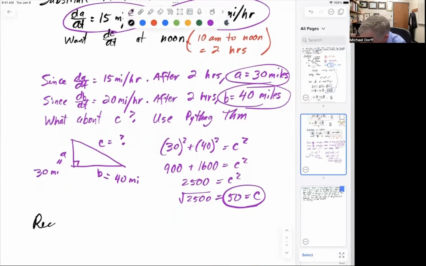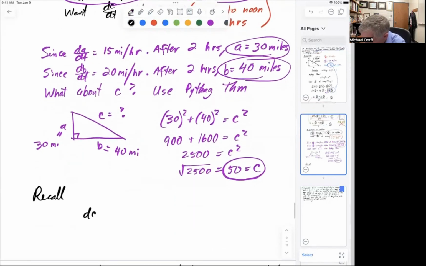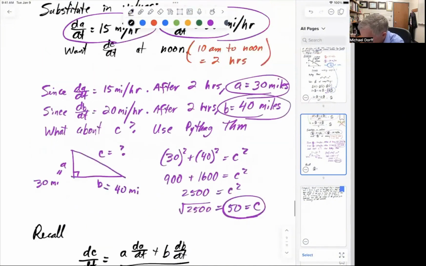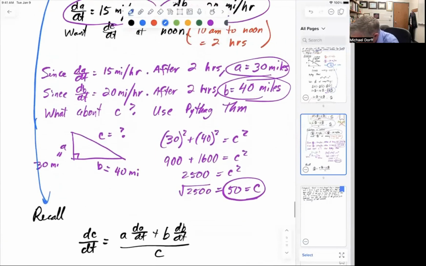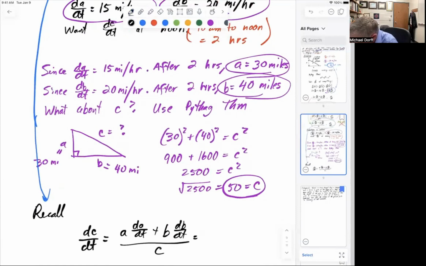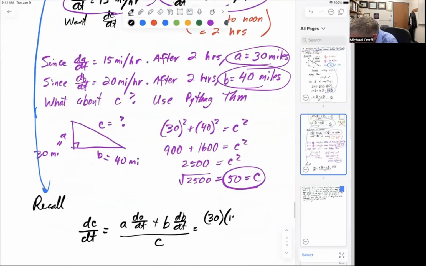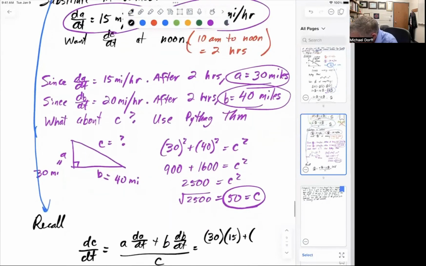Recall we have the formula. I'm going to put dC/dt on the left side now, but it still is the same. I have A times dA/dt plus B times dB/dt over C. That was my formula from earlier, and I'm just bringing that down here. When I plug those values in, I get A is 30 miles, dA/dt is 15 miles per hour, plus B, which was 40, times 20 miles per hour, over C, which was 50.